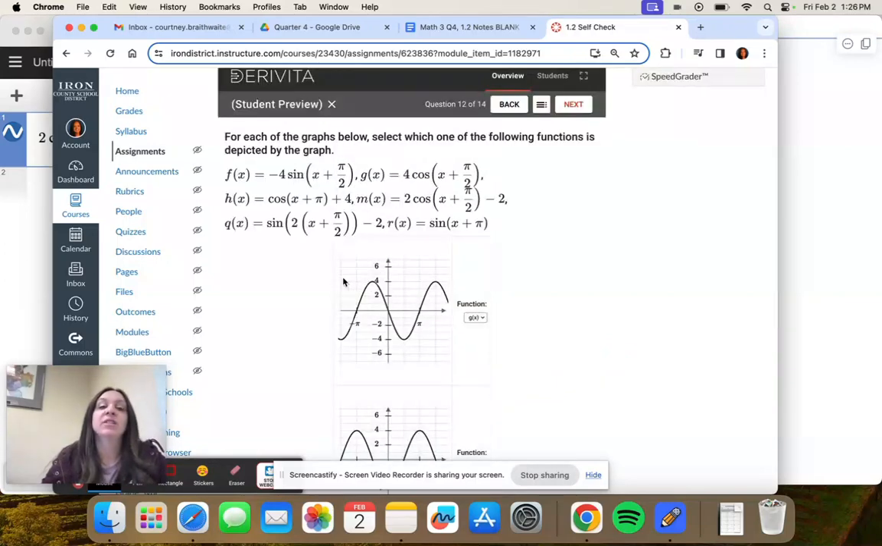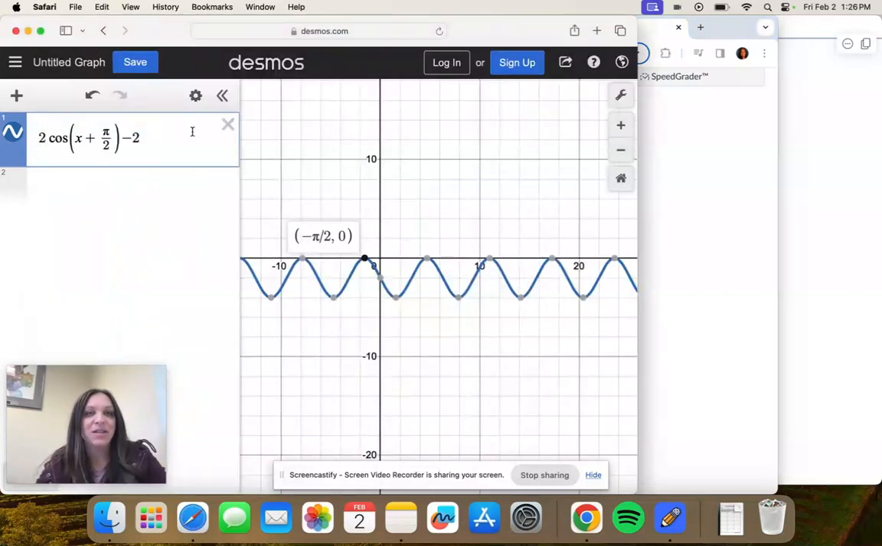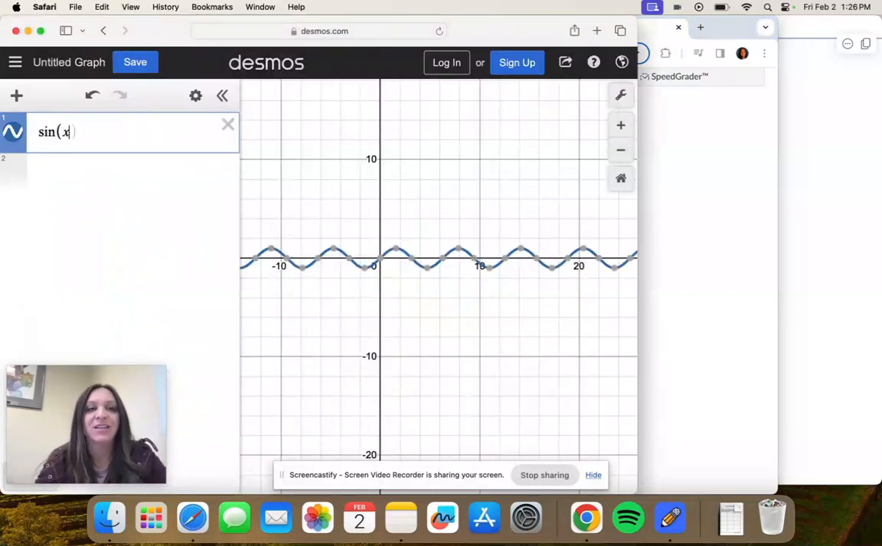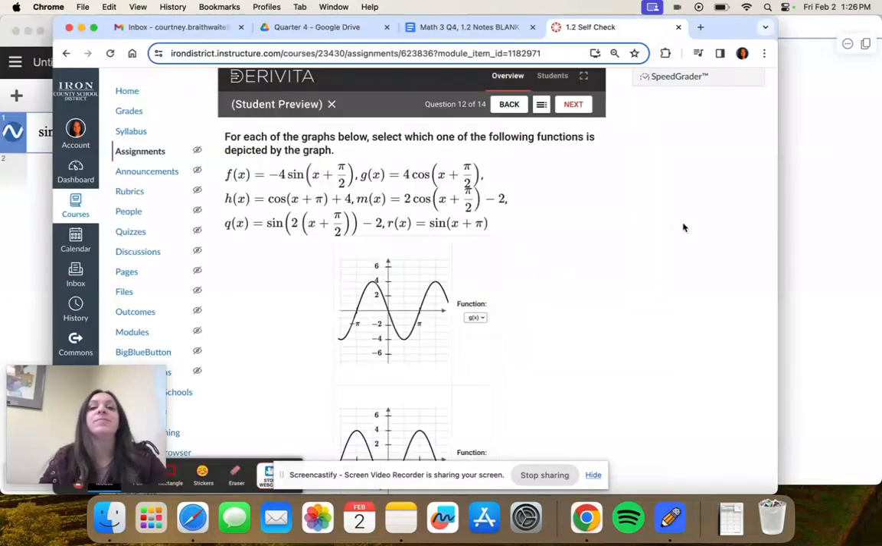So we have 2 left. 2 sine functions. I'm going to skip to r of x because it's not going to be as much to type in. I'm kind of cheating. It's just sine of x plus pi. Versus typing all that one in. We'll just leave that one for last.